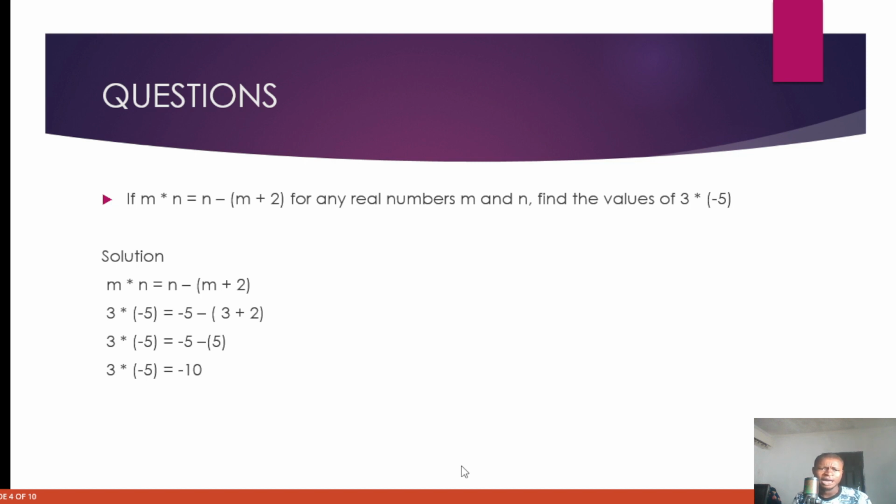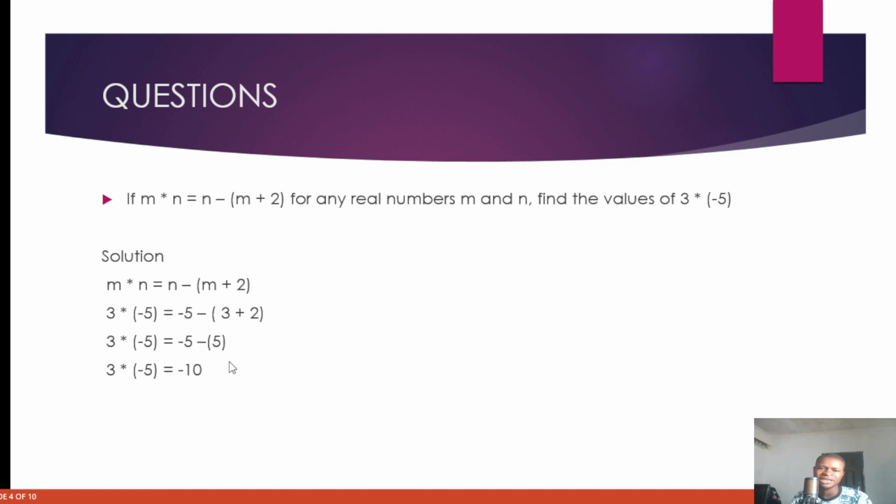Here we have m * n, obviously this star here symbolizes a binary operation. We have m * n equal to n - (m + 2) for any real numbers m and n. We have to find the value of 3 * (-5). Our operation has been well defined here as n - (m + 2). So anywhere I see m, I put 3, and anywhere I see n, I put -5. This one has come to play in such a way that we have a direct substitution. That is why we have -5 - (3 + 2).